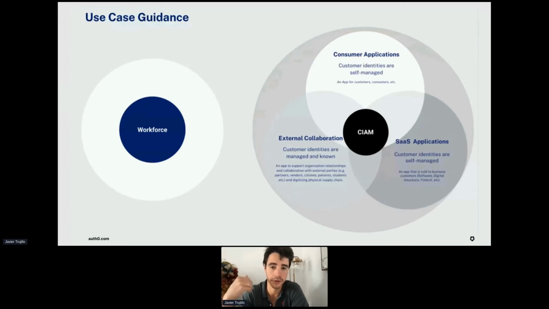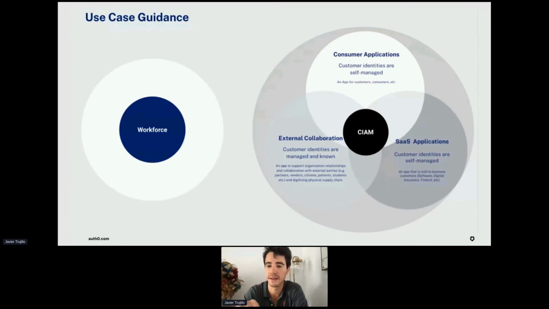We are all consumers in one way or another, right? So we are users of e-commerce sites, we are users of media and entertainment sites like Netflix, etc. So that would be the first SIAM category. The second one is the bubble on the bottom right.